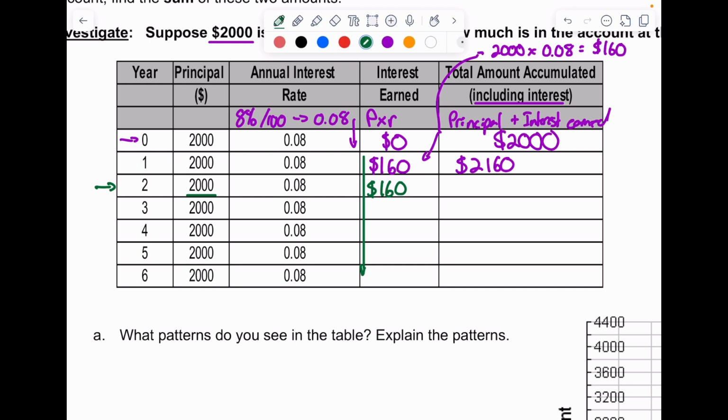Okay, so each one of these columns is going to be $160, right? So now your total amount accumulated, this is where you just carry forward your previous amount.